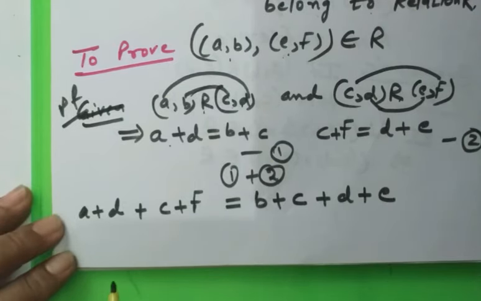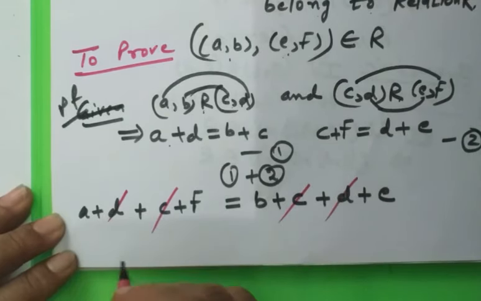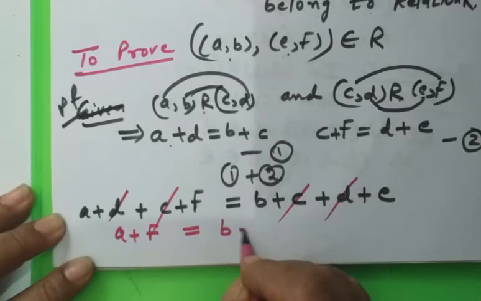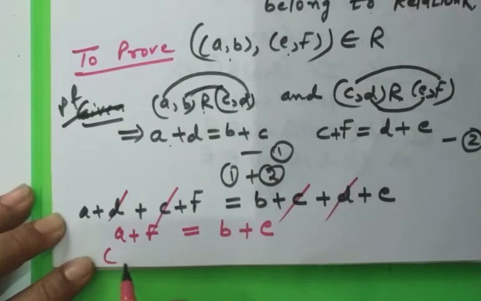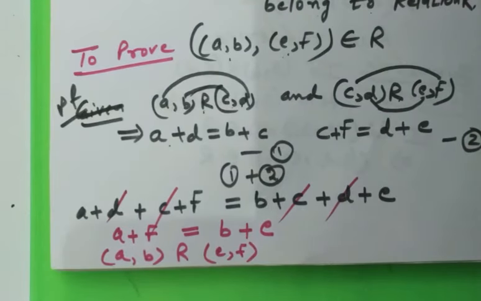Now after writing this equation, we can see whether any terms cancel out from both sides. So we shall cancel D with D, and we can also cancel C with C. So we are left with A plus F is equal to B plus E. So that means we have got that AB is related to EF. You can check, A plus F should be equal to B plus E. We have already got it.